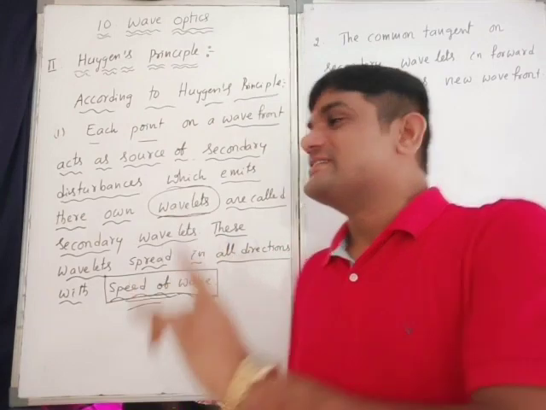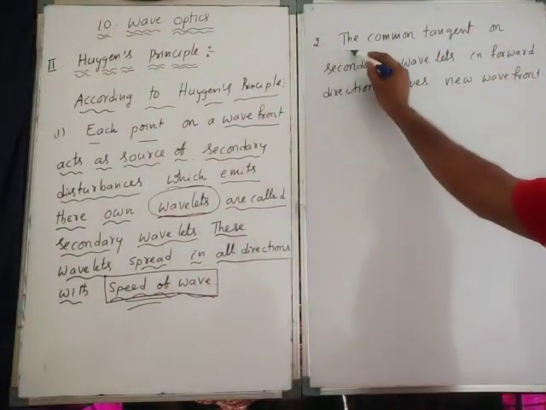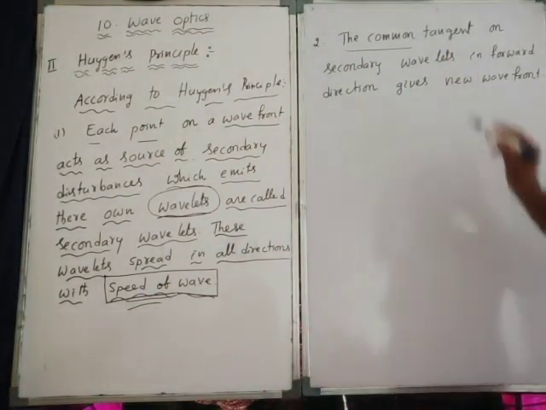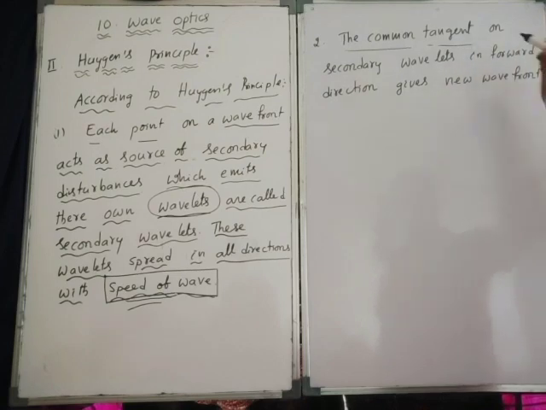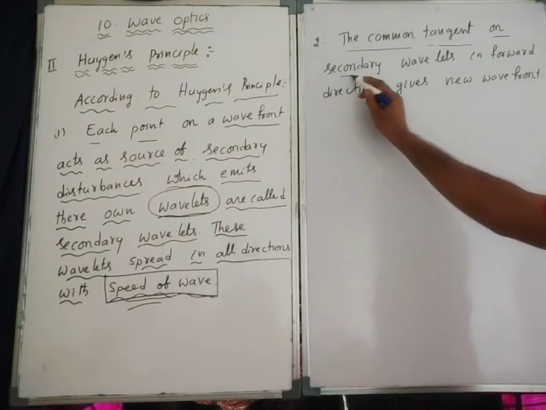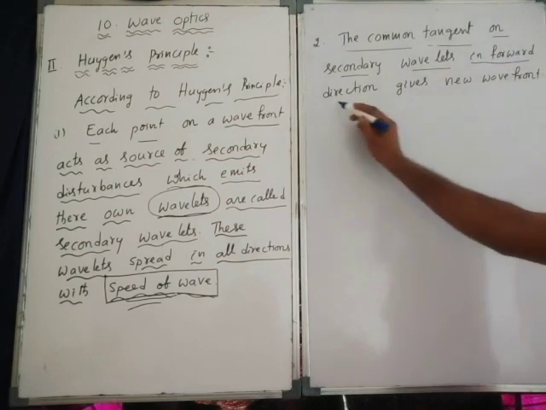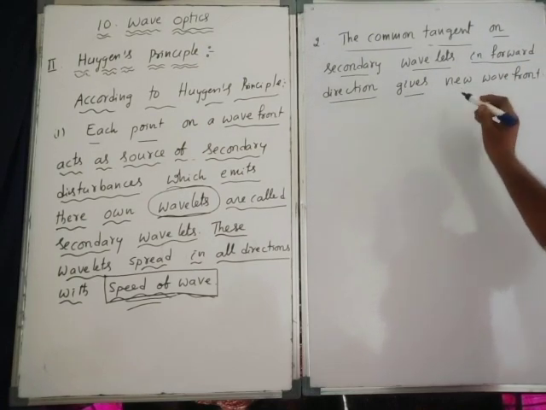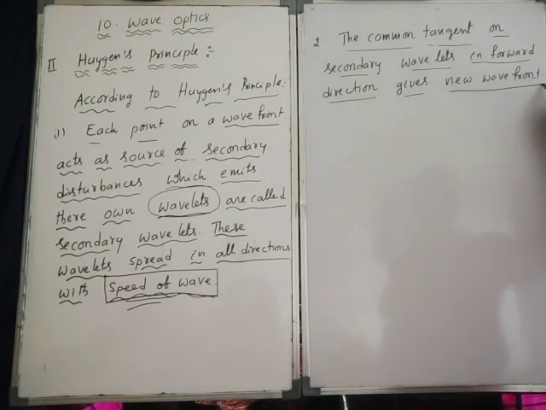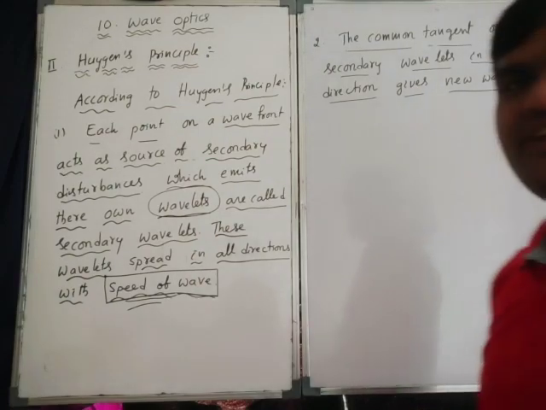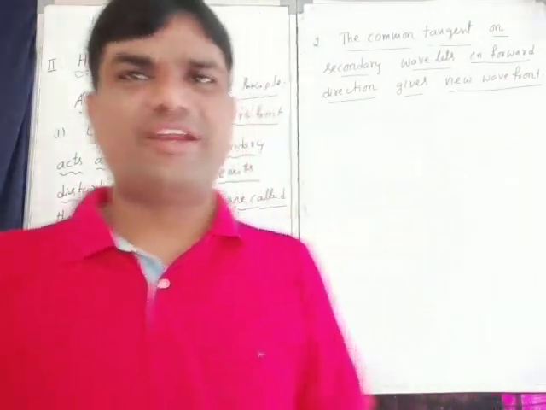Very important point. So next, the second point. What is the second point? The common tangent on secondary wavelets in forward direction gives a new wavefront. What does that mean?